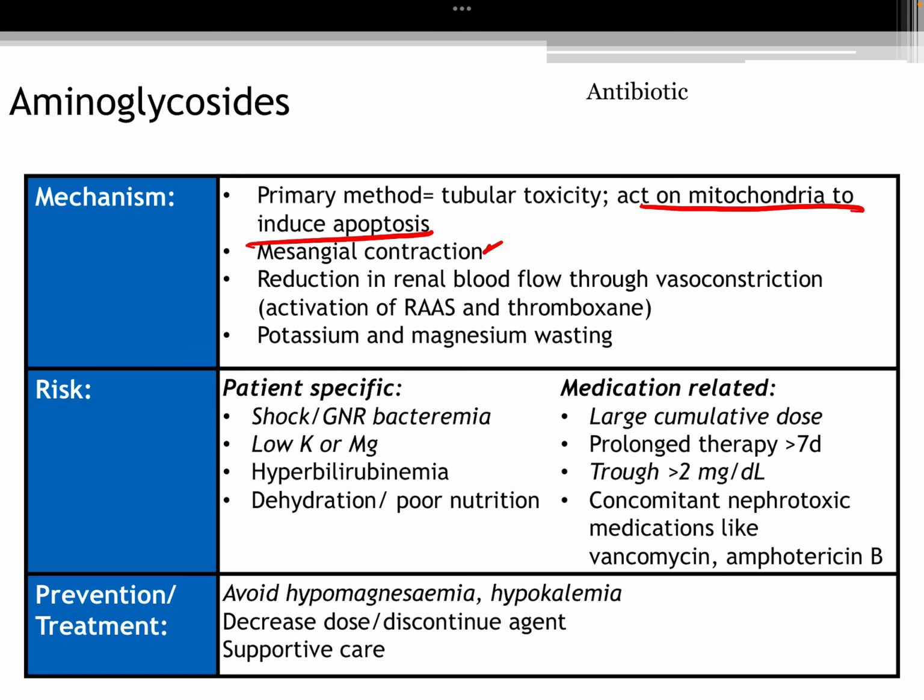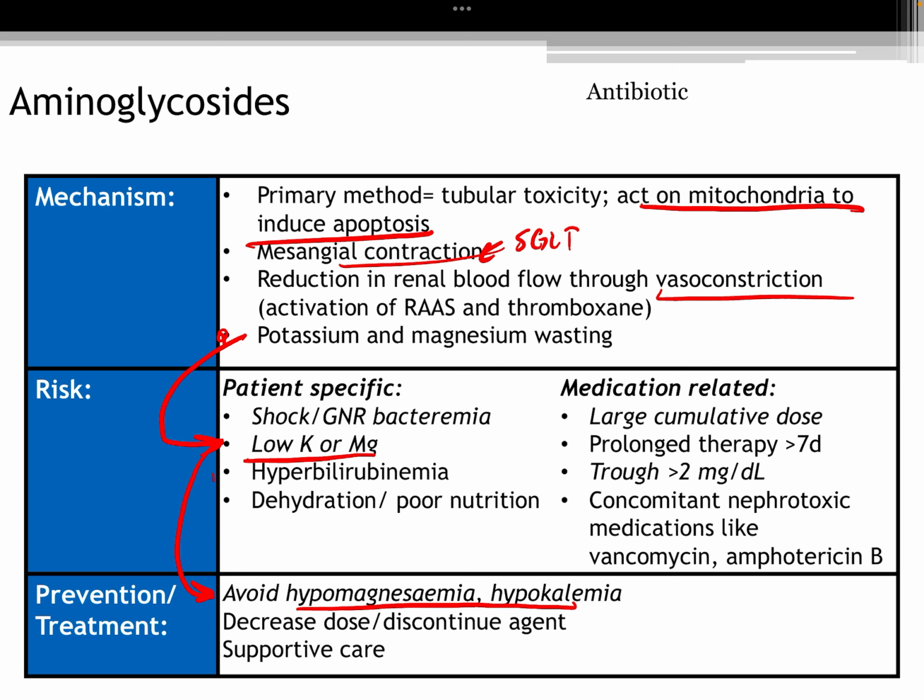At the same time, kind of similar to SGLT2s, they will cause constriction at the mesangial and contraction, and they will reduce renal blood flow through vasoconstriction as well. You'll see that these patients will have potassium and magnesium wasting, and low potassium or magnesium is a risk factor, so prevention means avoiding hypomagnesemia and hypokalemia.